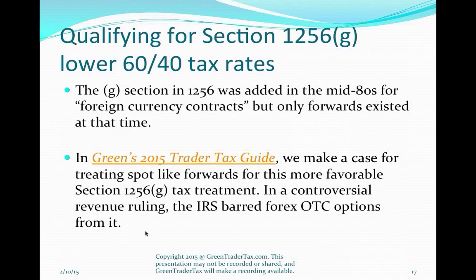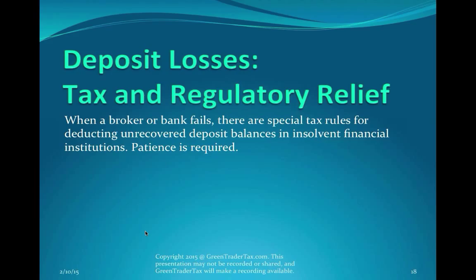Now, 1256(g) was added in the mid-1980s, and there was no trading in spot until 2000, the Commodity Futures Modernization Act, and they came up with these new platforms. So we make a case for treating spot like forwards, but it's beyond today's session. Read about it in Green's 2015 Trader Tax Guide, which is on sale on our website, and you really should get it.